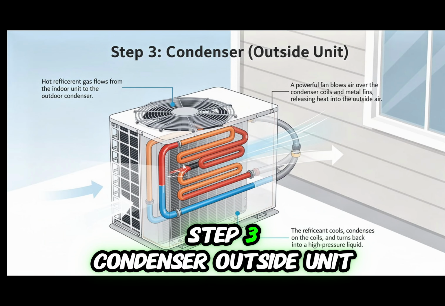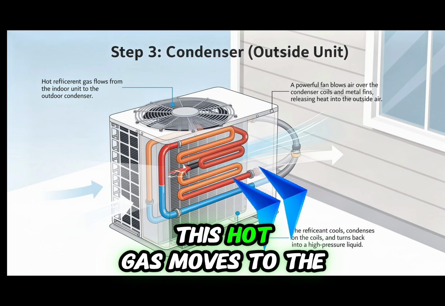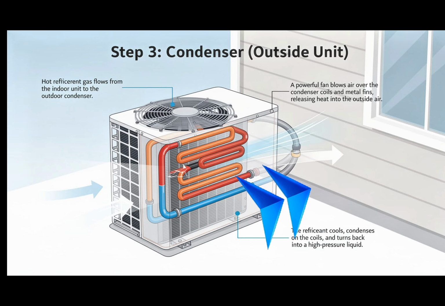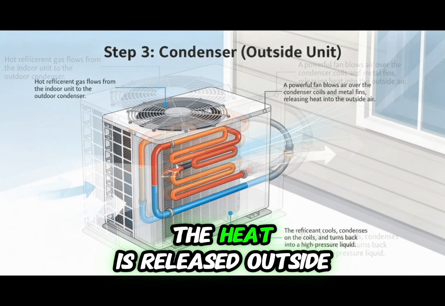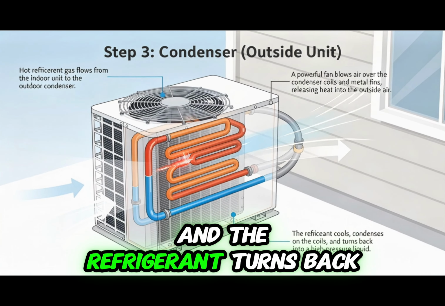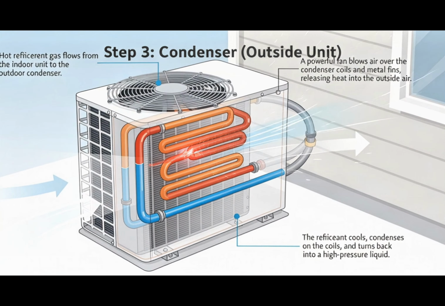Step 3. Condenser. Outside unit. This hot gas moves to the outdoor unit. Here, a fan blows air over the condenser coils. The heat is released outside, and the refrigerant turns back into liquid.